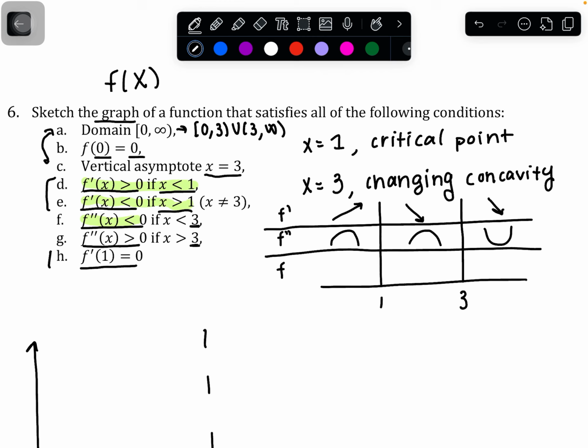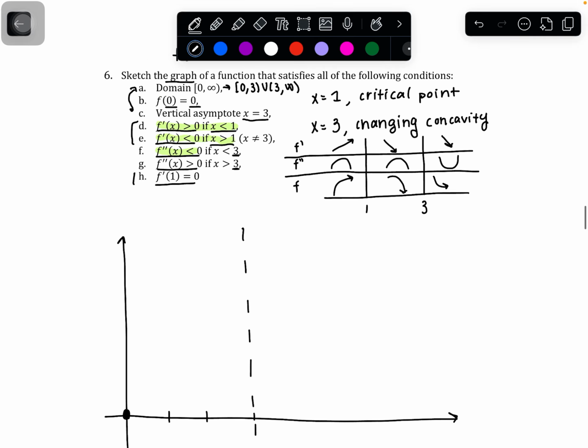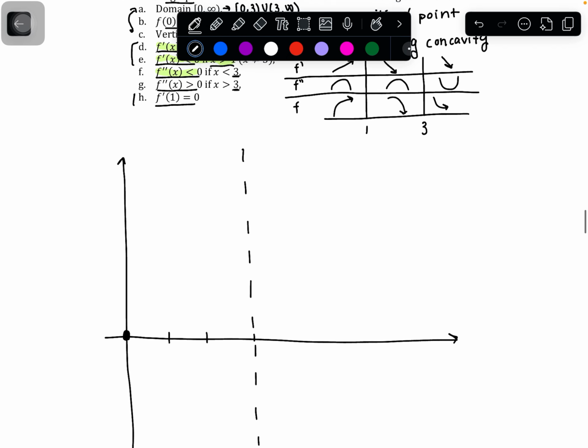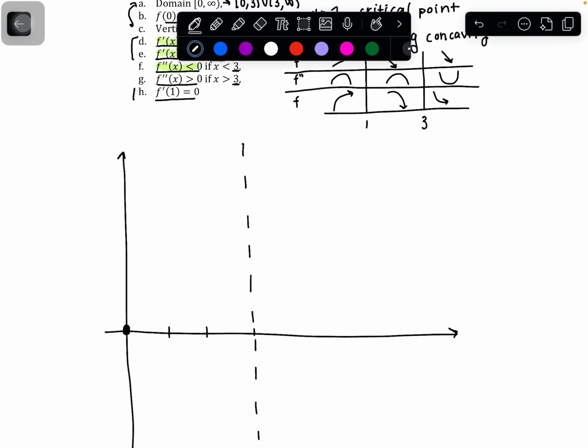So now we can put these two shapes together. So if I'm increasing concave down, I look like this. If I'm decreasing concave down, I look like this. And then decreasing concave up, I look like this. So now we just go to our graph and we're going to add all of those pieces in. We don't have to be precise on the y values. The only real point we were told is the 0, 0 point. So here's 1, here's 2.